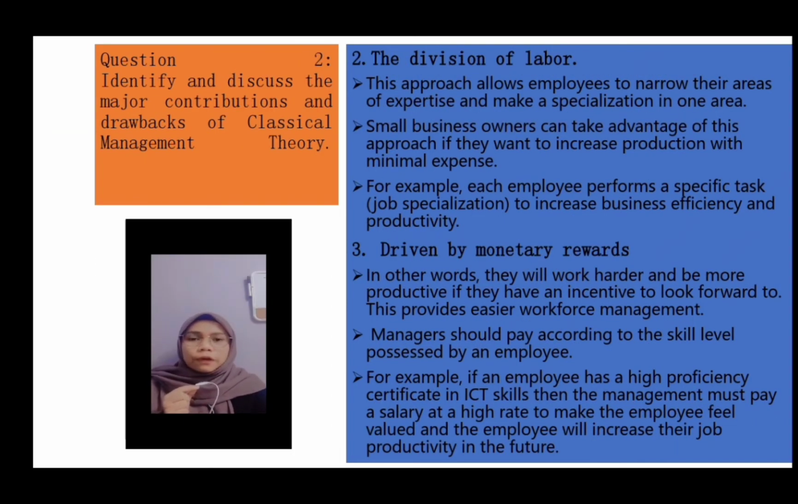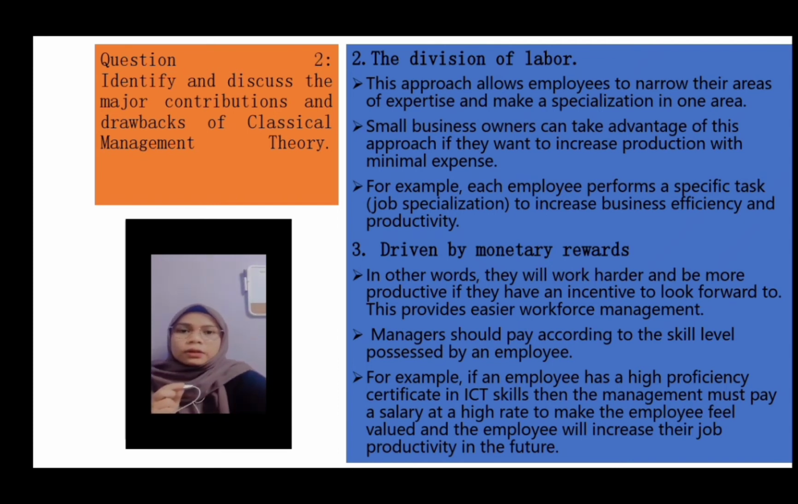Second is the division of labor. This approach allows employers to narrow their areas of expertise and specialize in one area. Small business owners can take advantage of this approach if they want to increase production with minimal expenses. For example, each employee performs a specific task to increase business efficiency and productivity.